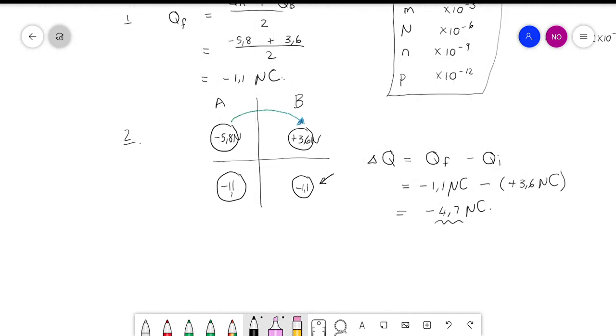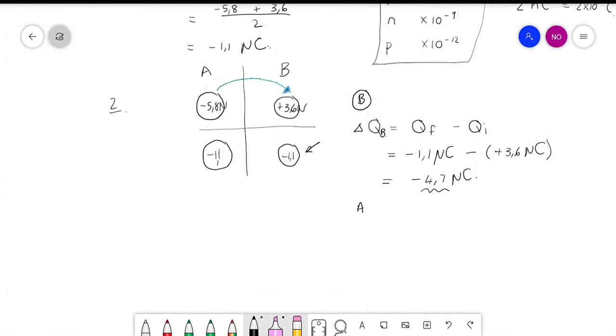So as ons gaan kyk na sfeer B, onthou hy het elektrone bygekry. Hoeveel elektrone het hy bygekry? 4,7 microcoulomb se elektrone. As ons hierdie selfde ding nou gaan doen het vir A, let me do it just so that you guys can see. It's still the final minus the initial. So remember, the final charge remains negative 1,1 microcoulomb. The initial charge of A was negative 5,8 microcoulomb. En as jy hom gaan doen, gaan jy sien jy kom by dieselfde getal uit, die teken verskil net.